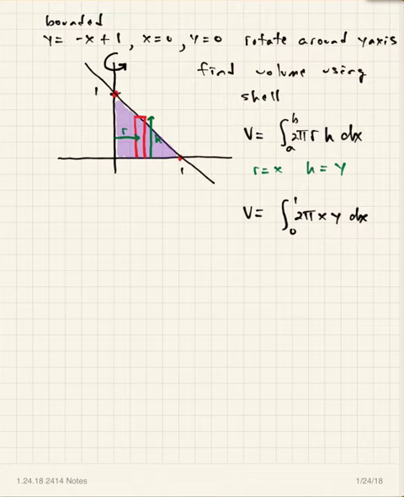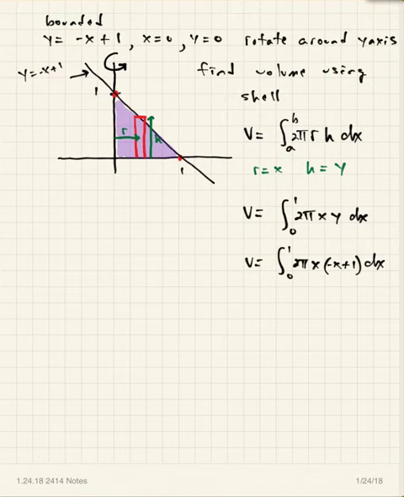So there's our integral. Now, obviously, the issue there with the integral is that it's got an x and a y in it. But what do we know about y? Well, remember, y is just represented by that line. And so y is equal to negative x plus 1. And so our volume is going to be the integral from 0 to 1 of 2 pi times x. And then in place of y, we write negative x plus 1. And then that'd be dx.